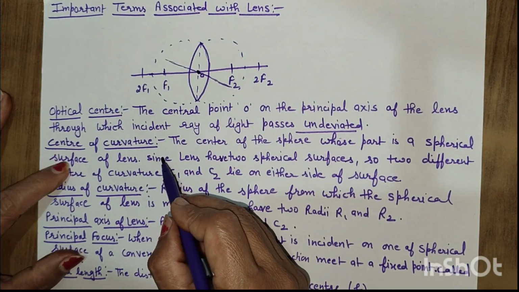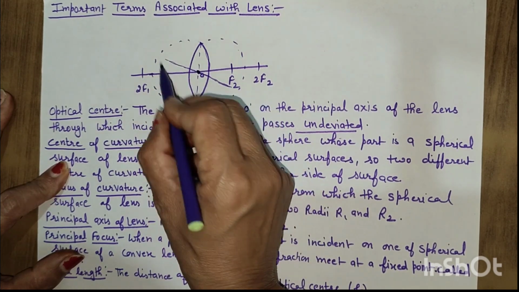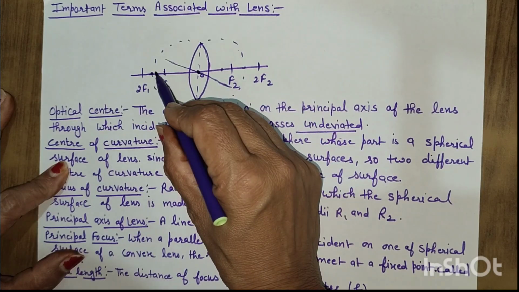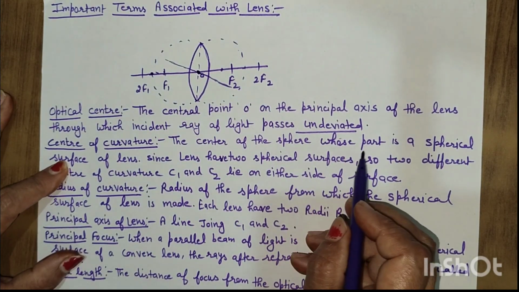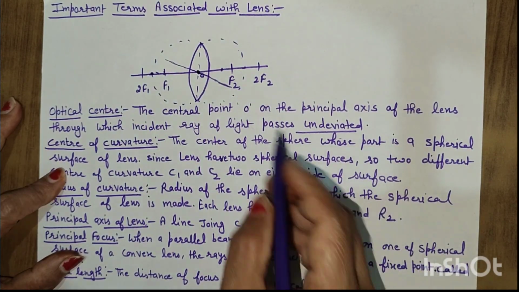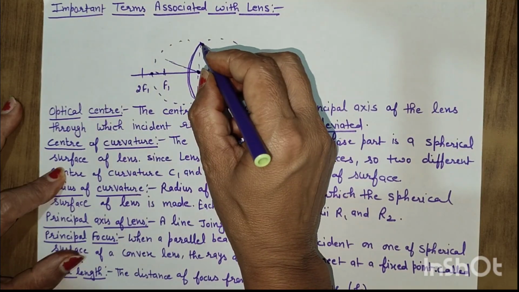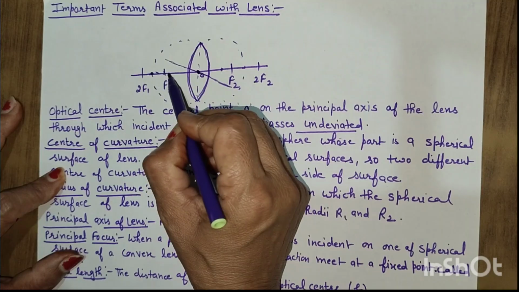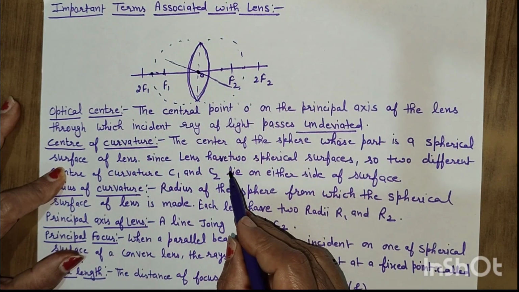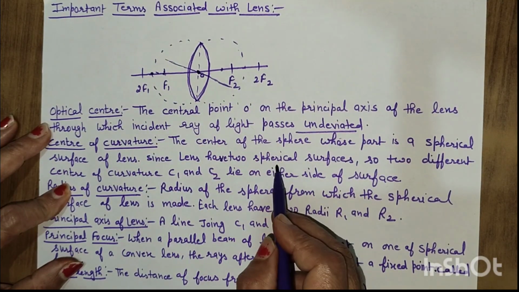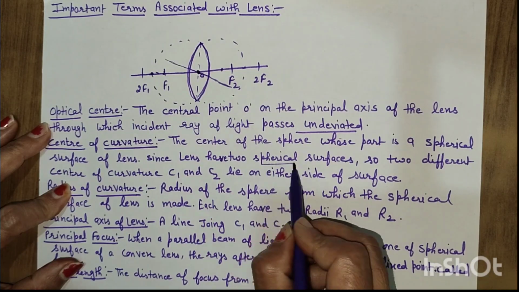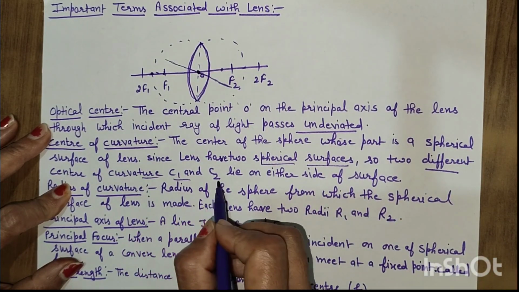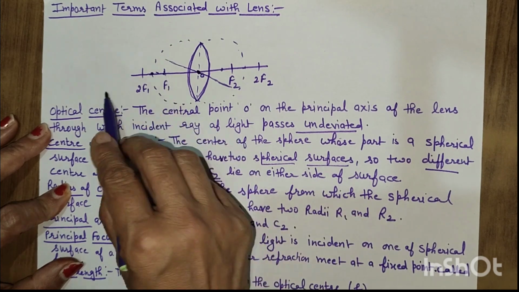Now the center of curvature. The center of the sphere, both spheres have a center, the center of the sphere whose part is a spherical surface. This is the spherical refracting surface of the lens, and the center of this sphere is called the center of curvature. And the convex lens has two spherical surfaces, so it has two different centers of curvature, C1 and C2, which lie on either side.